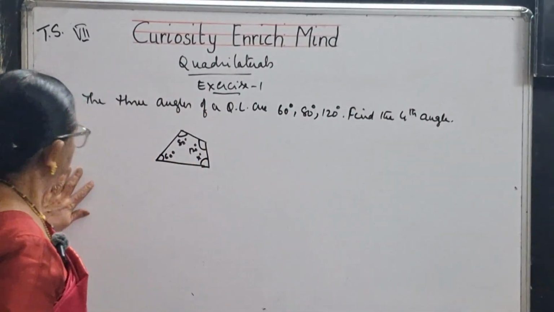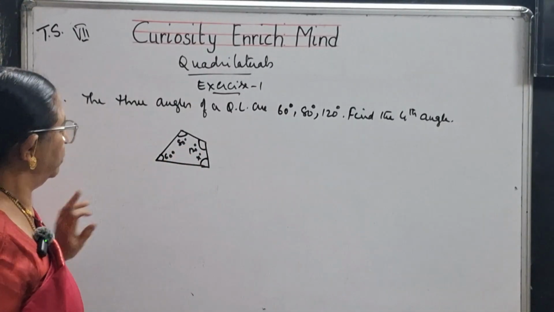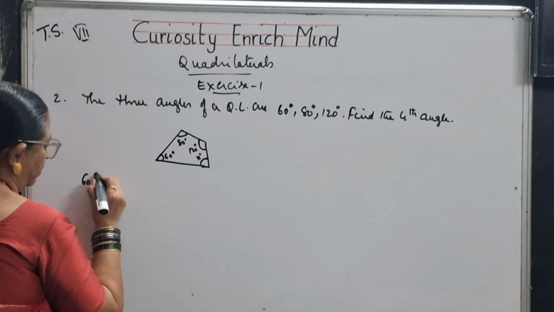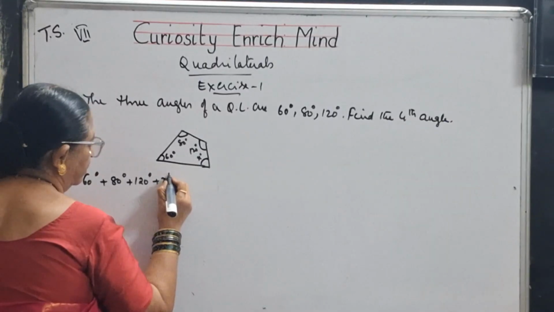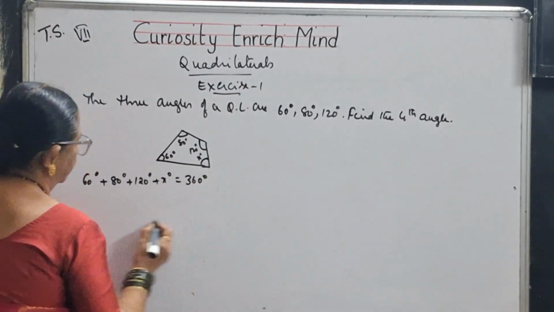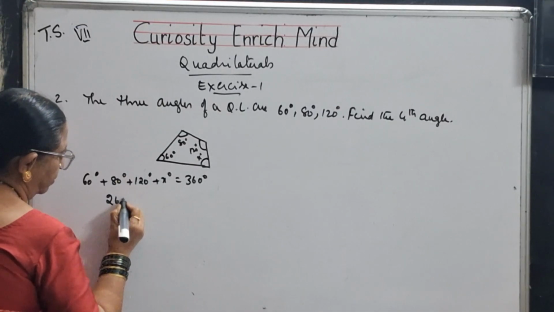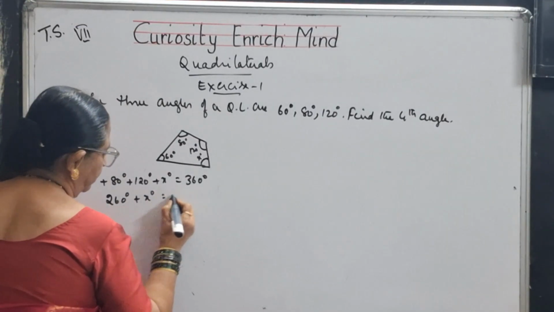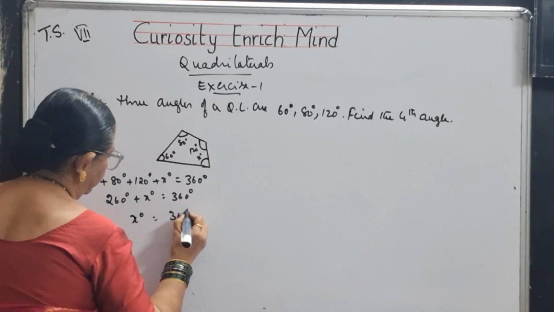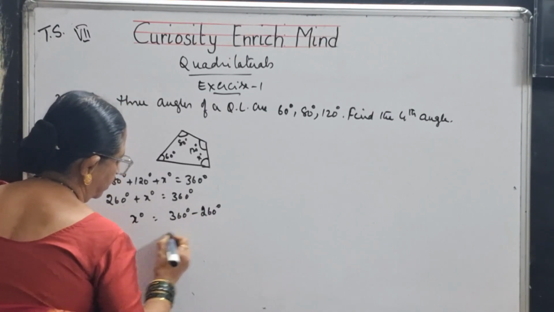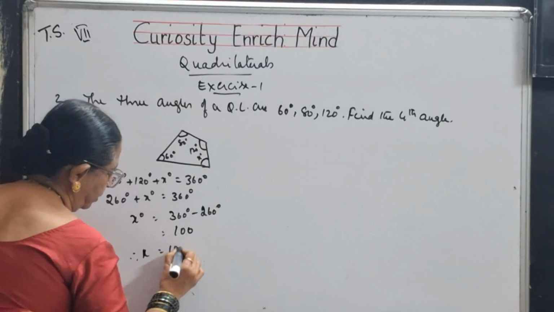Now here, the three angles of a quadrilateral are 60, 80, 120. Find the fourth angle. That means 60 degrees plus 80 degrees plus 120 degrees plus x degrees is 360 degrees. So 120 and 80 is 200, plus 60 is 260 degrees. Plus x degrees is 360 degrees. So what is x degrees? 360 degrees minus 260 degrees. That is 100. Therefore, x is equal to 100 degrees.